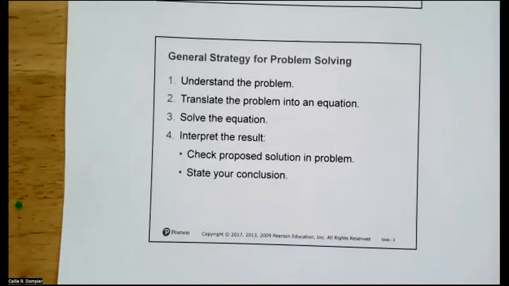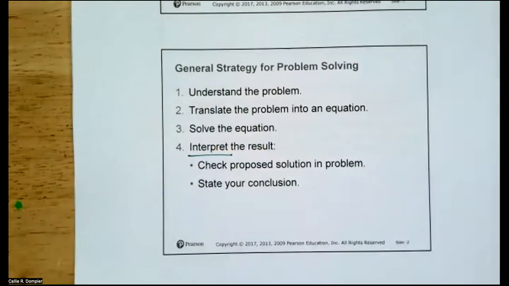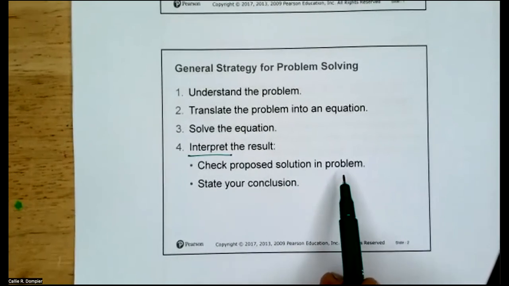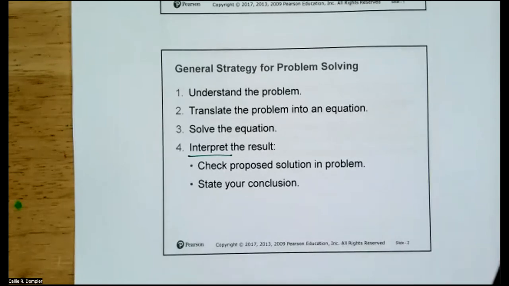Okay, so general strategy for problem solving, the things you want to do, and in this order, would be understand the problem, translate it into an equation, then solve the equation, and interpret the results. That just means check your answer in the original problem, but then try to think about what your answer tells you about the problem if it's a word problem, and does it make sense within the context of your problem, and then you just tell your answer or state your conclusion. Good. So an equation will have an equal sign, an expression will not have an equal sign.